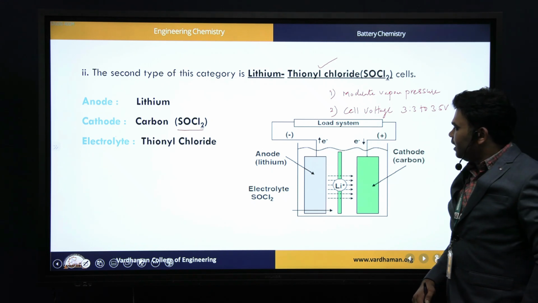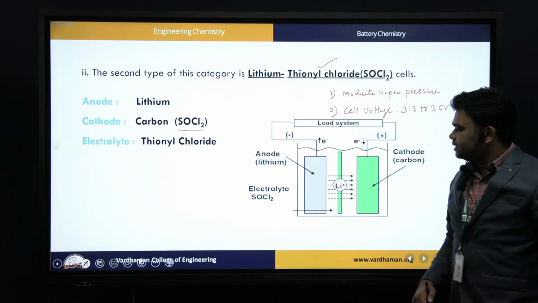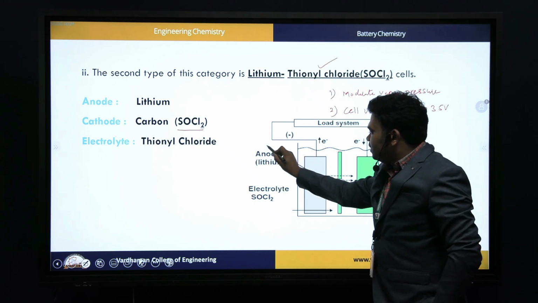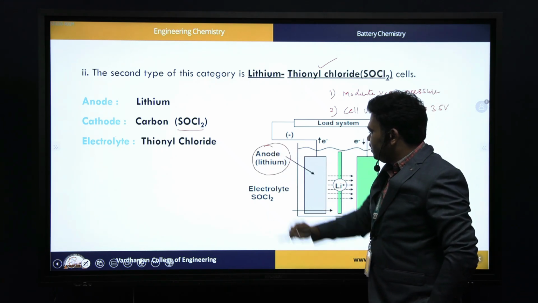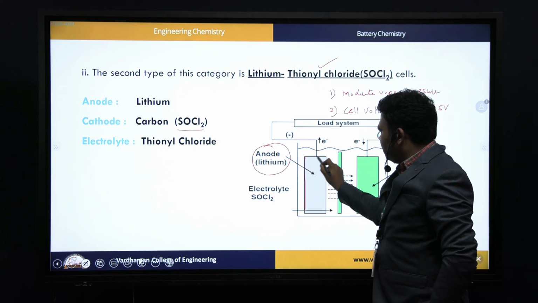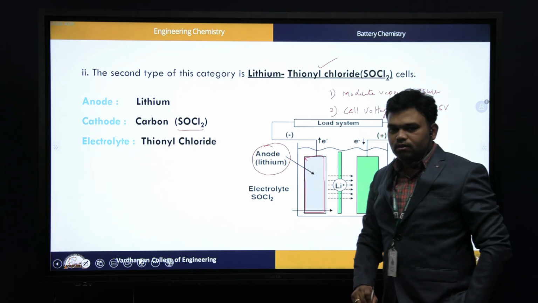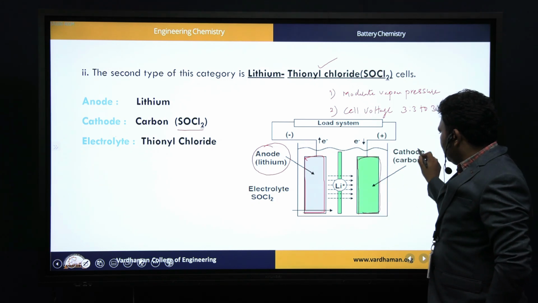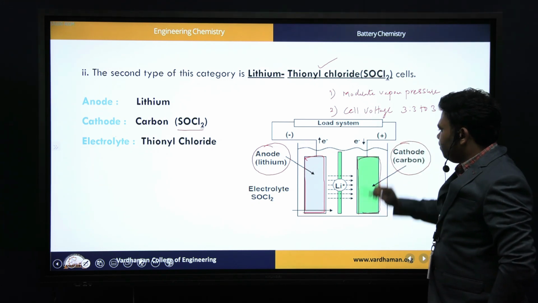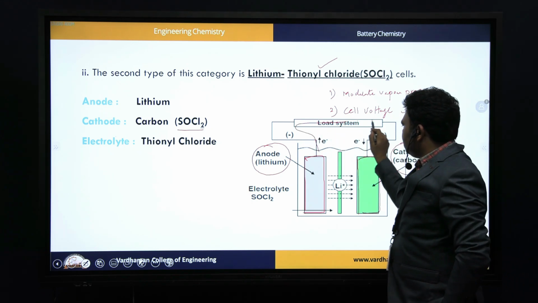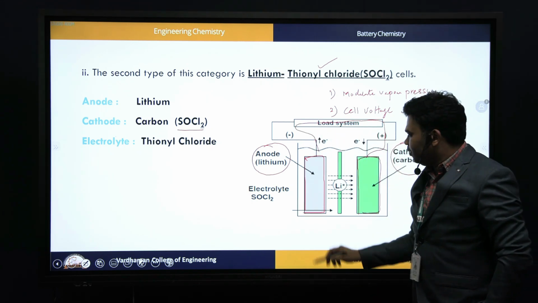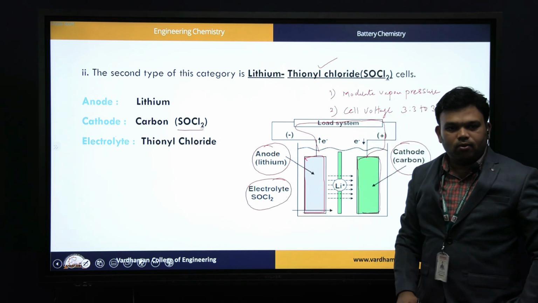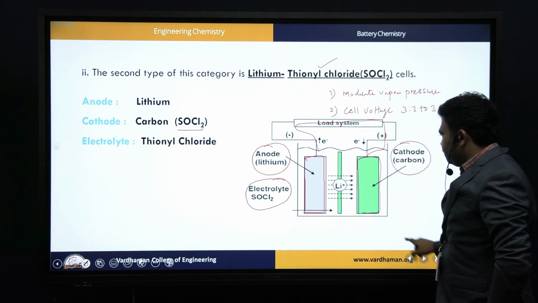This is a diagrammatic representation, and we can understand the construction based on this particular diagram. As we discussed, lithium is present on the left side, which acts as the anode, and on the right side we have the cathode, which is made up of carbon, and these two are connected with each other. The electrolytic solution we are taking is thionyl chloride, that is SOCl2.